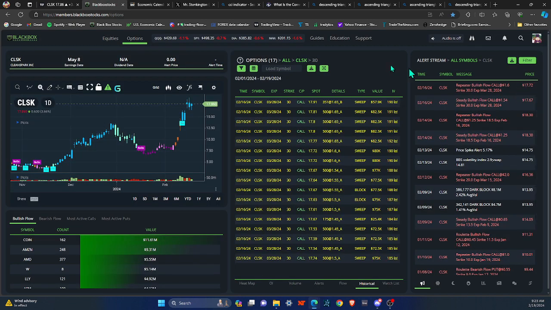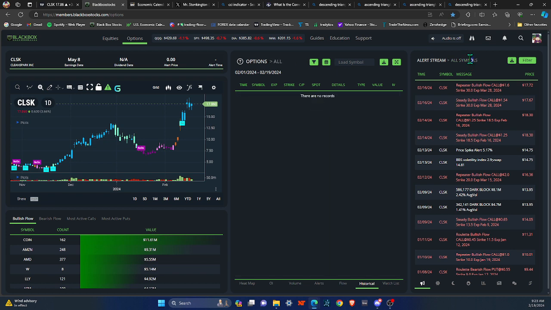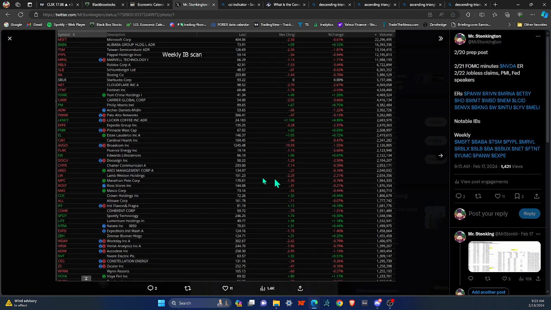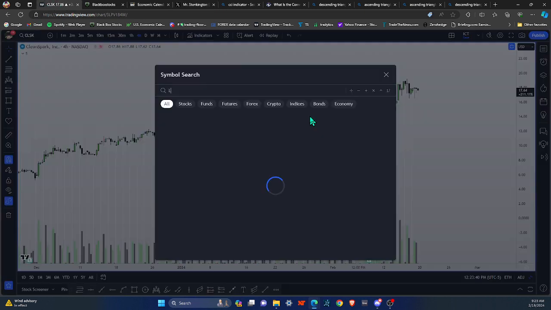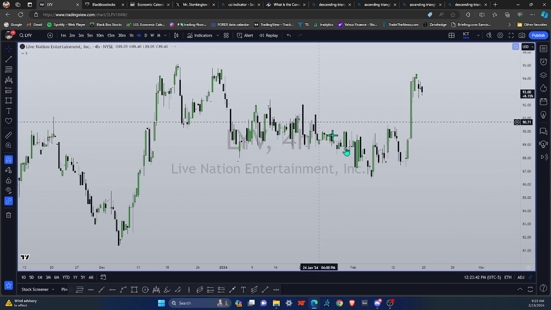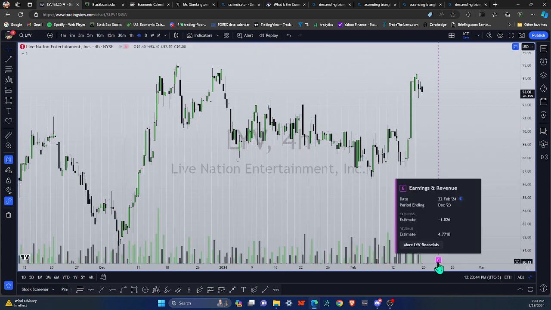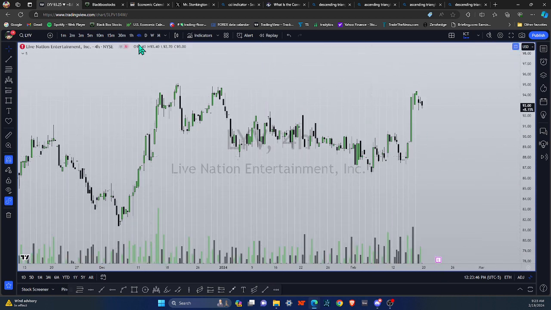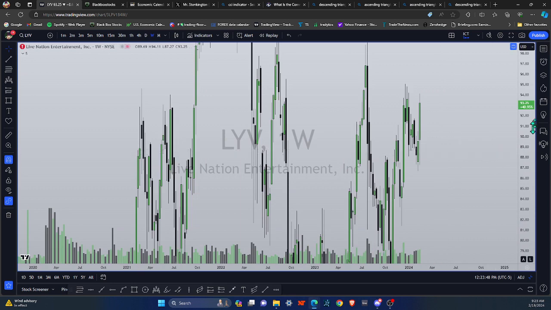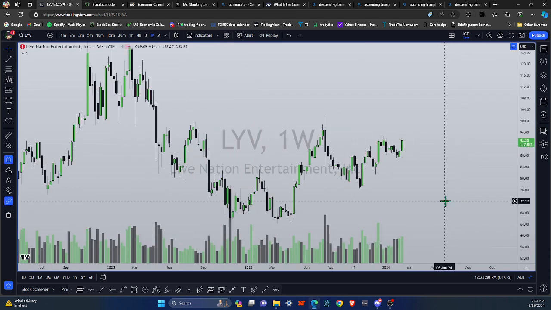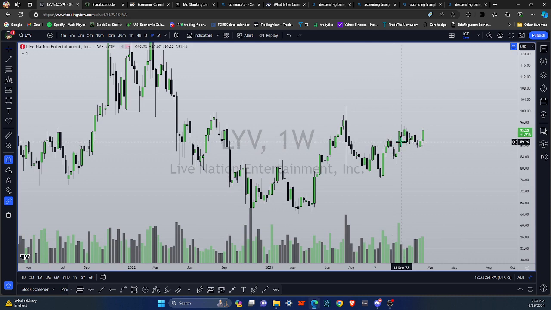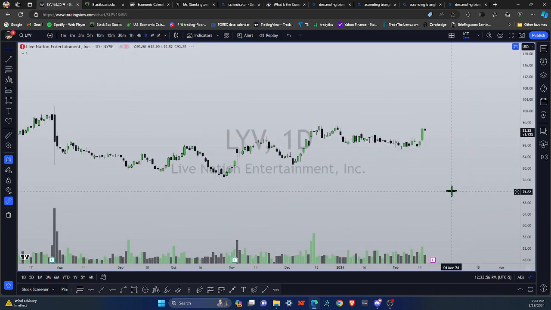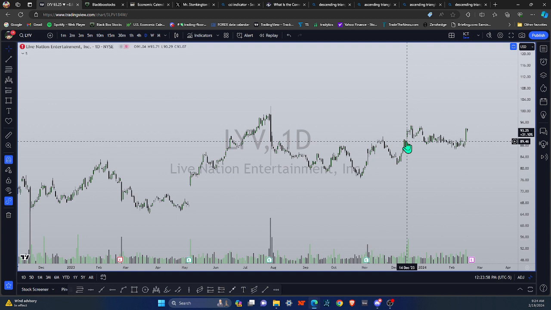LYV and Crocs, let's take a look at those. I think it was LYV on the scanner. Let's check it out. Oh, they got earnings coming up the 22nd. This looks like a little flag break though, like a bull flag break there on the weekly. Yeah, it's a nice little pop on that.